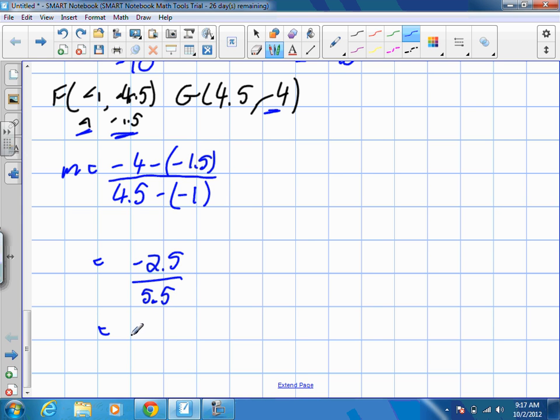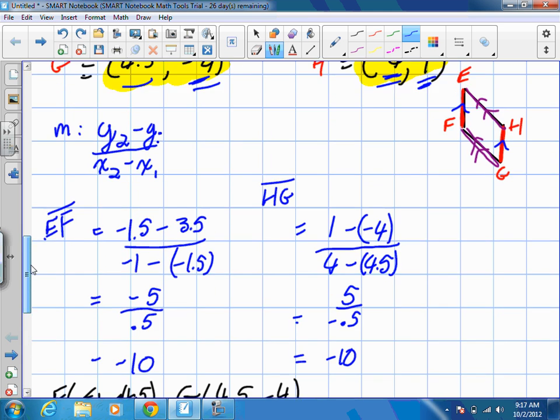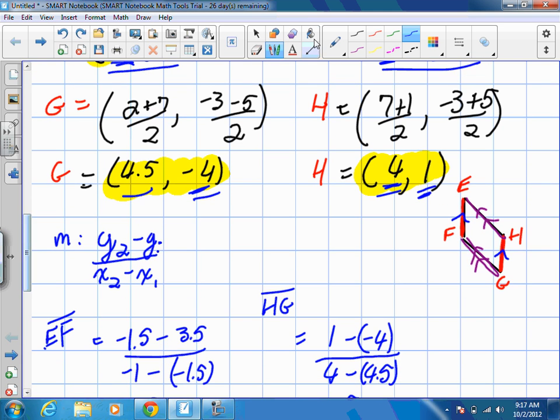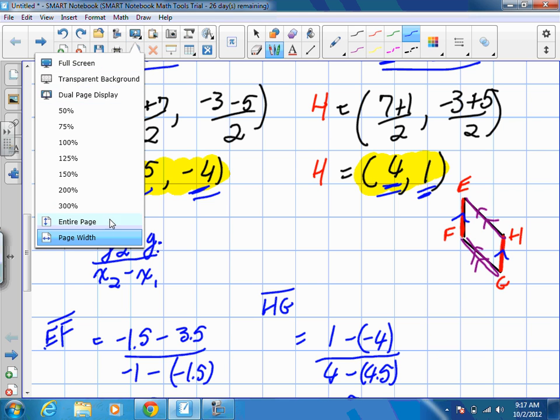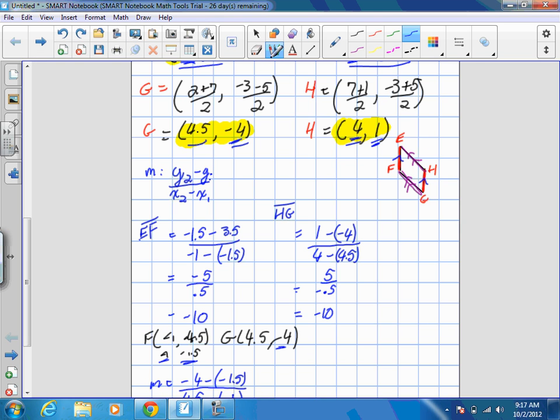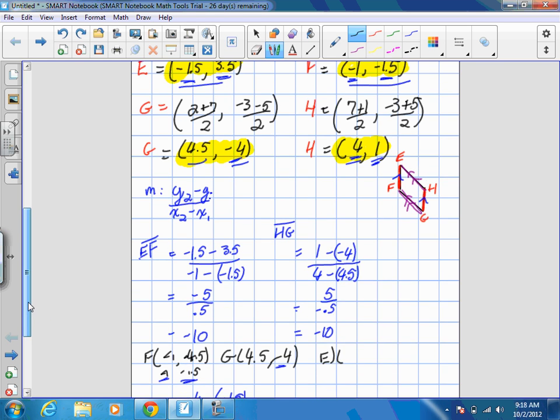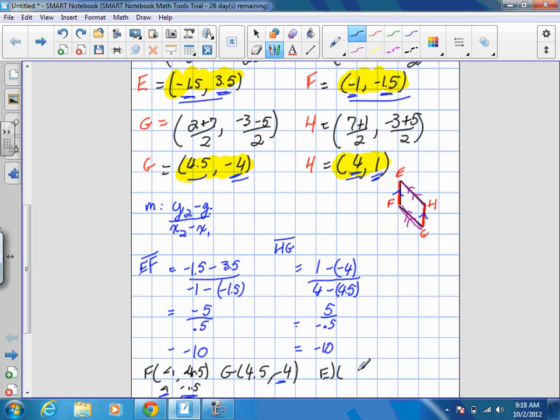Okay, and let's check our other line, which is EH. So we're going to write those values again. Where is E? E is negative 1.5 and 3.5. And our H is 4 and 1. So we're going to test those out. Hopefully that didn't screw up our calculation, that little thing we did.